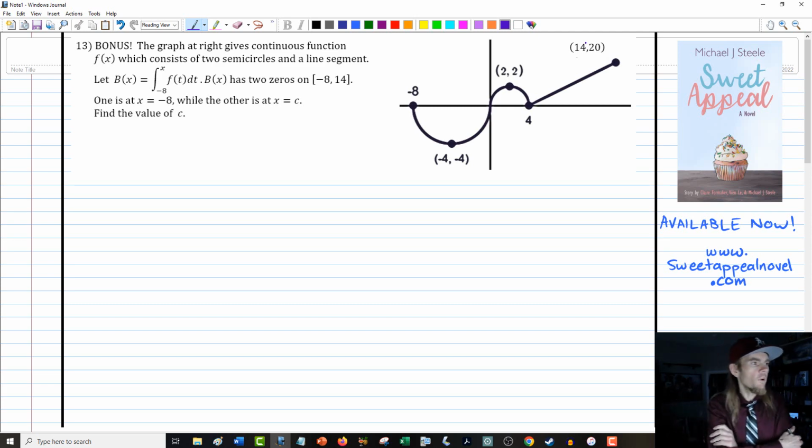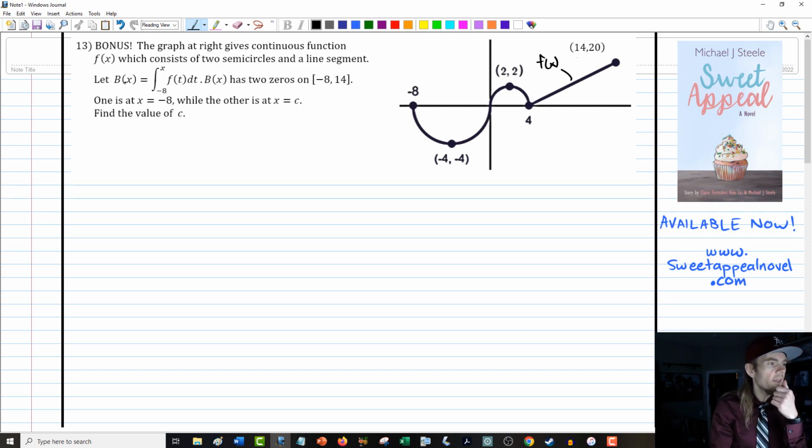So here we go. In this situation, we have a continuous function f of x. That's what's graphed over here. And I will admit that I probably should have labeled it and said, like, hey, here's f of x. We'll do that right now. So this is f of x, and it has 2 semicircles and a line segment. So it's defined for -8 to 14, it looks like.